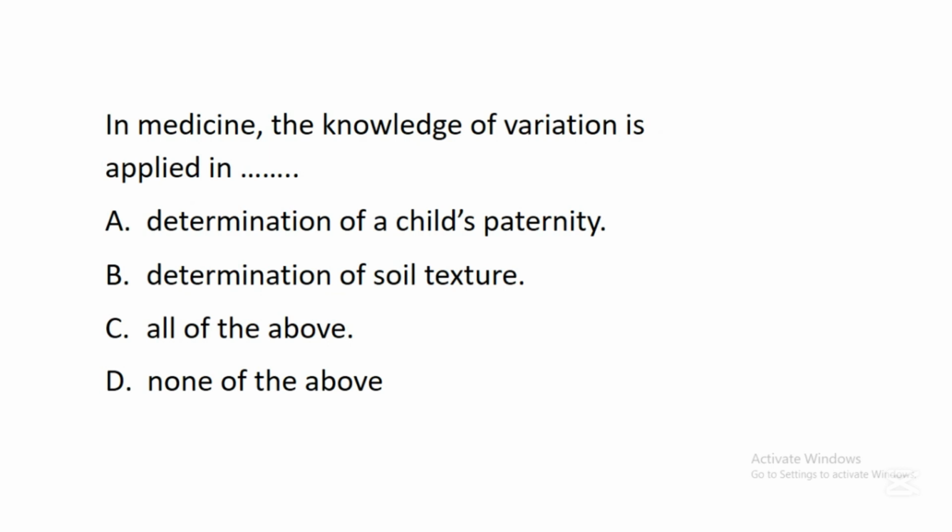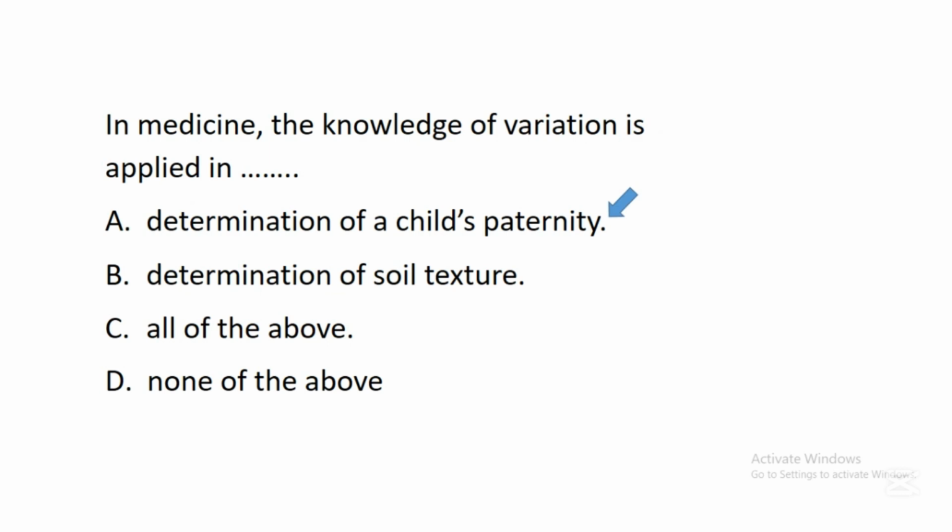The next question says, in medicine, the knowledge of variation is applied in dash. A. Determination of a child's paternity. B. Determination of soil texture. C. All of the above. D. None of the above. In this question, the correct answer is A. Determination of a child's paternity.